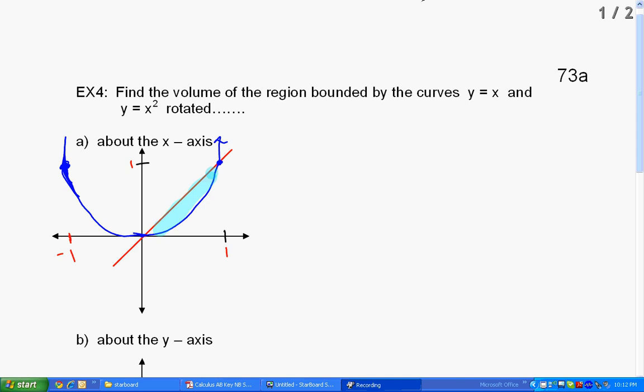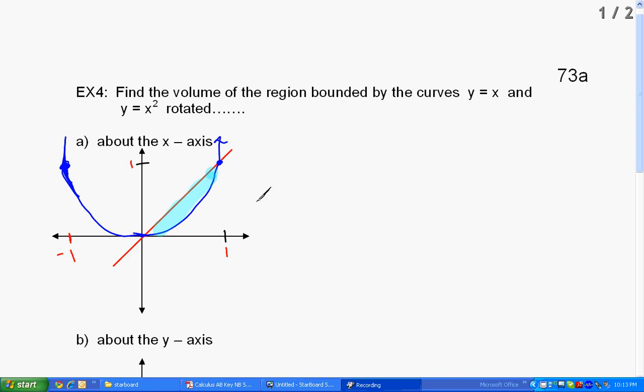Alright, it says find the volume of the region bounded by the curves y equals x and y equals x squared rotated around the x-axis. Now this is found on your notes, the worksheet I gave to y'all on Monday, March 7th, example 4. So of course, remember we talked about the disc and the washer method. Well, this would be an example of the washer method.